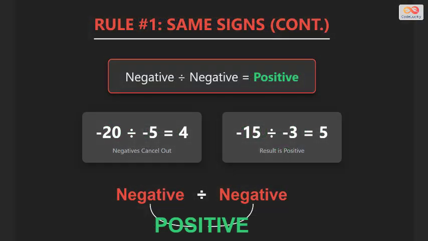This rule also applies when both numbers are negative. If you divide a negative number by another negative number, the result is positive. You can think of the two negative signs canceling each other out. So, negative 20 divided by negative 5 equals positive 4. Negative 15 divided by negative 3 equals positive 5.